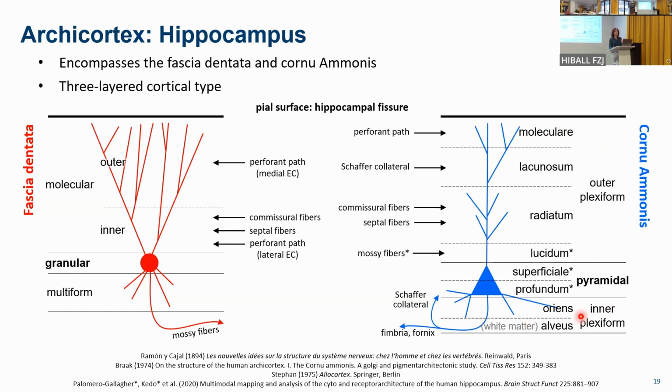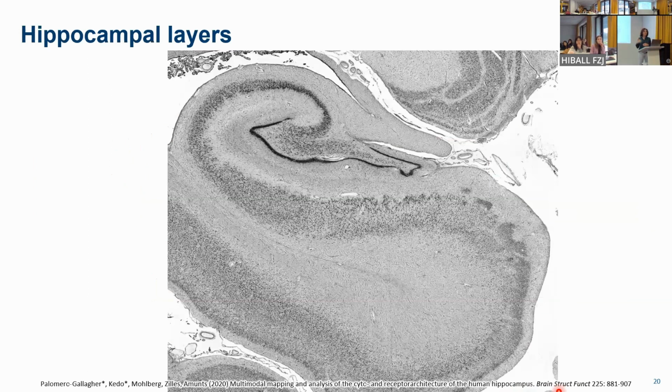In the inner plexiform layer, we've got the Oriens layer, and we've got the alveus, which actually only contains the axons of the pyramidal cells. So by some authors, it's also designated as the hippocampal white matter, okay? So I've shown you these different layers now as a schematic representation. What would they look like if we had a look at the coronal section that I showed you earlier on?